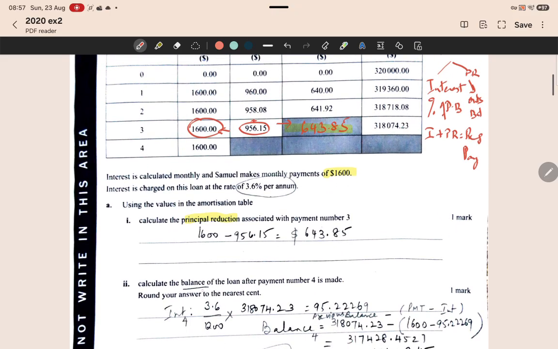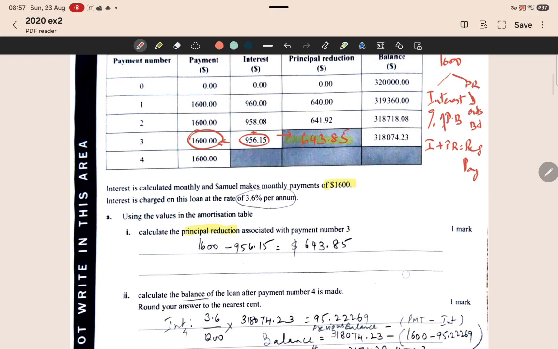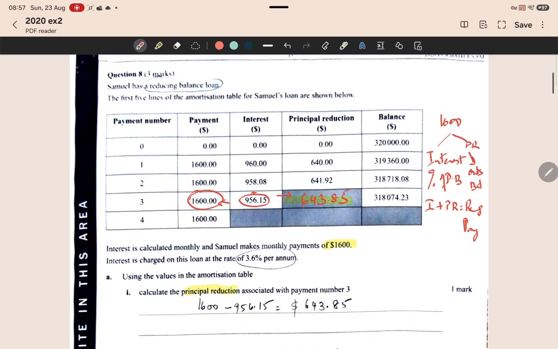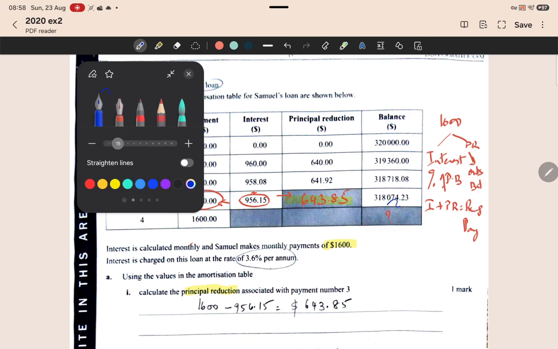The next question says, calculate the balance of the loan after payment 4 is made. Now payment 4 has 2 blanks, so it's obviously going to be 2 steps. The very first calculation is the interest that you are going to be paying on the outstanding balance of this value.